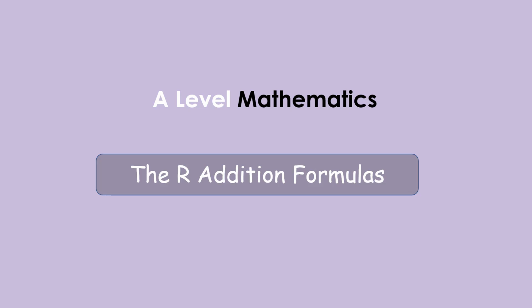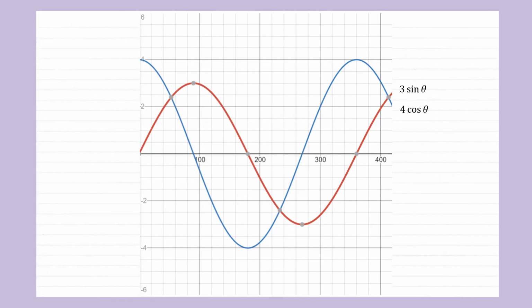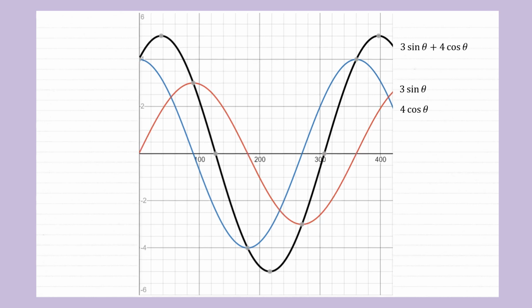The R addition formulas. Just to get us started, let's consider these two graphs. I've got a graph of 3 sine theta and a graph of 4 cos theta, and I'm going to add these two functions together. When I do that, I get this black curve, 3 sine theta plus 4 cos theta.